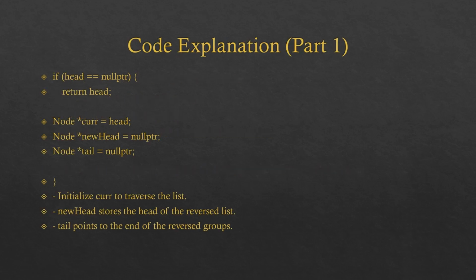Now let's move to the code. First, we check if the head of the list is null. If it is, we return the head immediately. Then we initialize 3 pointers: curr to traverse the list, new head to store the head of the reversed list, and tail to keep track of the end of the reversed groups.